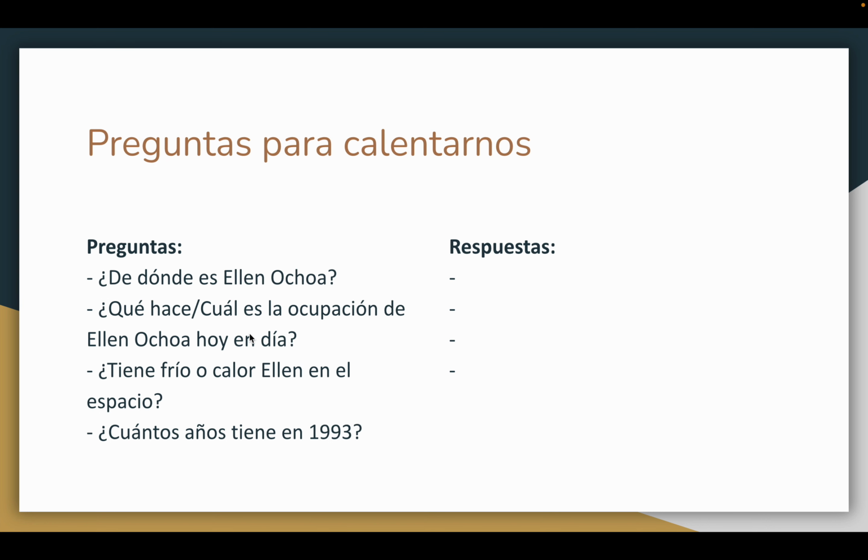So, third question. ¿Tiene frío o calor, Ellen, en el espacio? All right, so that will make more sense when you do the reading about Ellen Ochoa. And then, ¿cuántos años tiene en 1993? Okay, so be sure that you answer these questions in full and complete sentences, and feel free to collaborate with your partners.